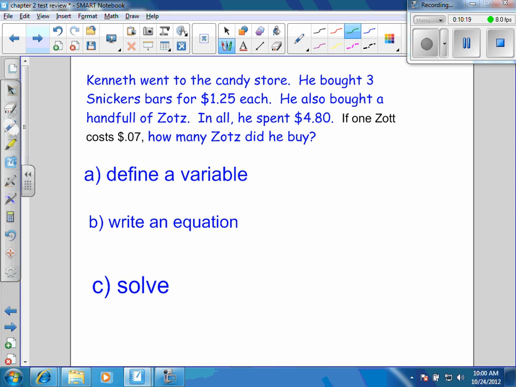Okay, so let's read this. Kenneth went to the candy store. He bought 3 Snickers bars for $1.25 each. He also bought a handful of Zots. Okay, in all he spent $4.80, so that's his total when you see the word all, in all. If one Zot cost 7 cents, how many Zots did he buy? So what I want you guys to do is define a variable. I'm going to give you a couple of minutes to set up, define a variable, and write an equation.